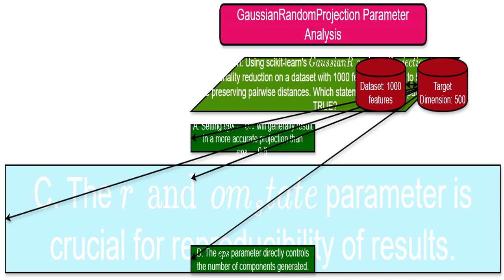Exactly. Random projections involve randomness. To ensure you get the same results each time you run the algorithm, set a random_state. This seeds the random number generator, making it deterministic. It's like setting a starting point for the randomness. You'll always get the same random path from that point.